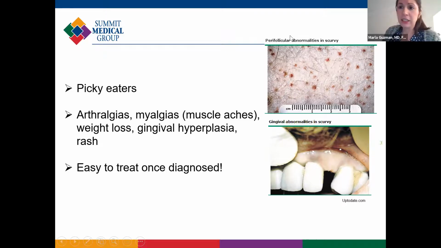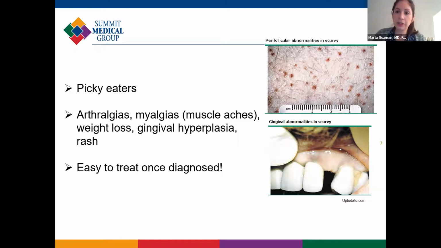And luckily, this is quite easy to treat once we diagnose it, because all we have to do is either increase their vitamin C intake or maybe supplement them with a vitamin C that can be prescribed to them. And the diagnosis is also quite easy. You get a vitamin C level, and then there's your answer.